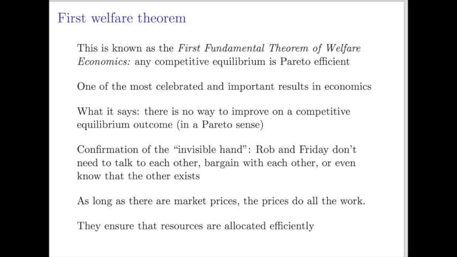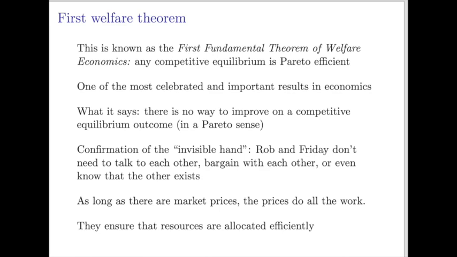So this is a confirmation of this idea of the invisible hand. If Rob and Friday don't need to talk to each other, they can still end up at an efficient allocation just through the prices, just through this price adjustment process. Right? So just allowing the prices to adjust in a market is going to ensure that the resources are allocated efficiently. And that's what the first fundamental theorem tells us.